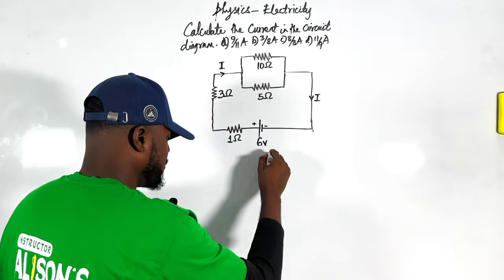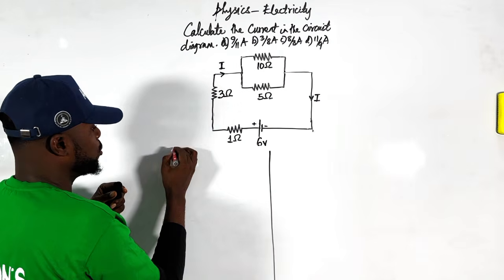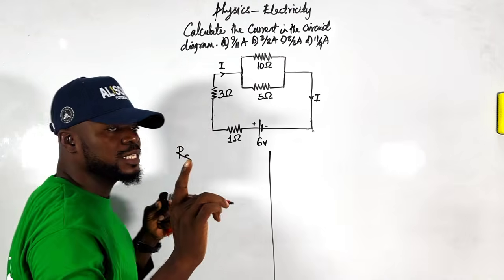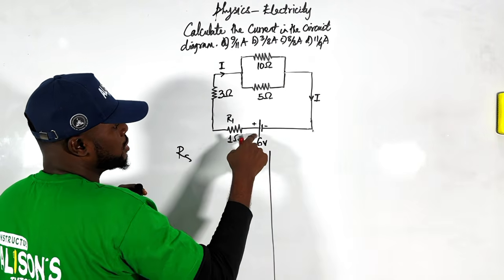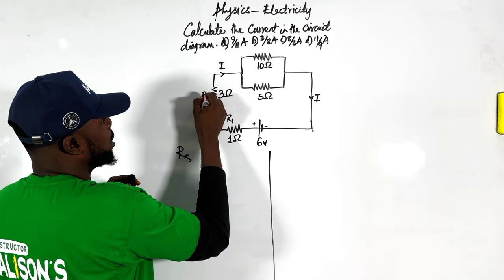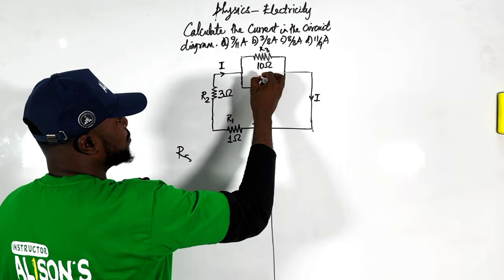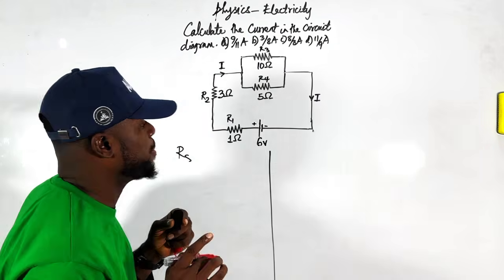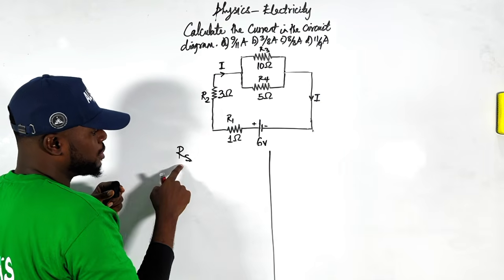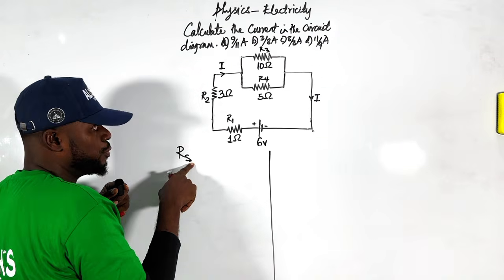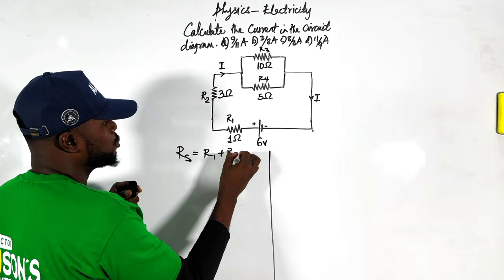I will divide this board so that everything will fit. I will start with this serial connection. I will first label this one as R1, because it is the first place where the current flows through. This one as R2, this one as R3, and this one as R4. Now for the resistors in series, the total will be equal to R1 plus R2.